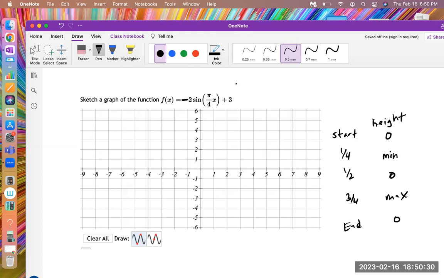We do notice that we have a +3 on the outside. Here are your parentheses. Everything within the parentheses that come right after the word sine is called the argument of the sine function, and what goes on in there affects your x values.